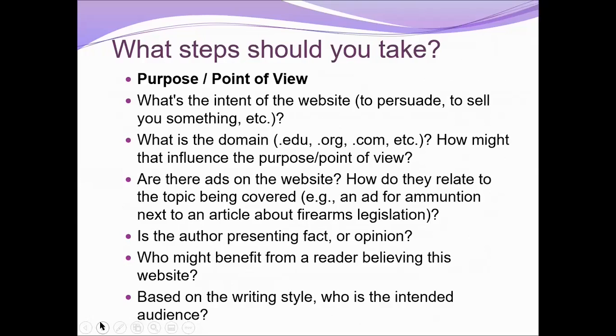.com means that it's business, but beware, almost all news sites are .coms because they are also trying to make money as a news business. That doesn't necessarily invalidate their point of view. How might that domain influence their purpose or their point of view? Are there ads on the website? How do they relate to the topic being covered? For example, is there an ad for ammunition next to an article about firearms legislation? That is probably a sign that it is an extreme right biased website against gun control.